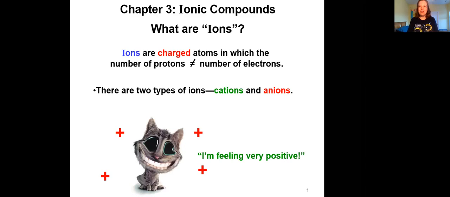I did see something online where they were showing onions, which kind of looks like anions, and how onions make you cry, so that's kind of negative. That might work for you too.